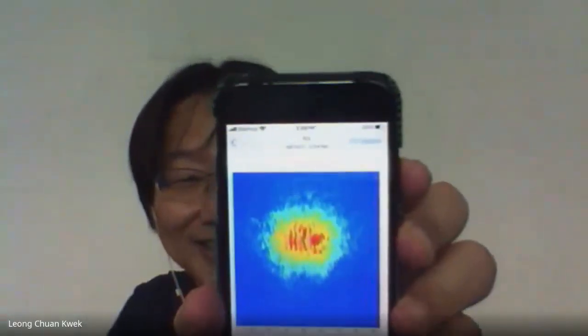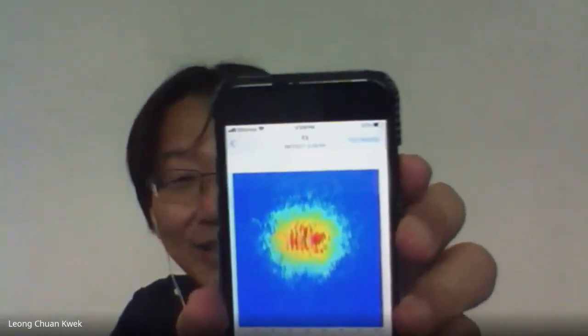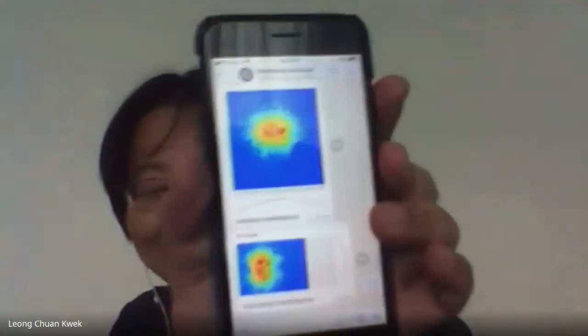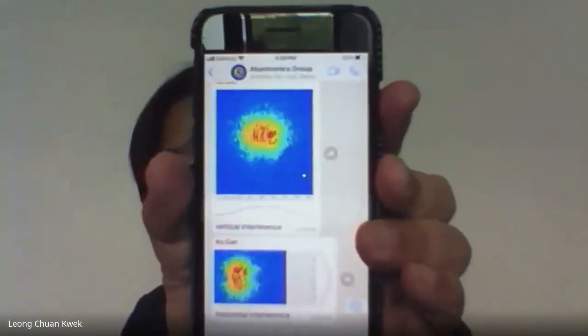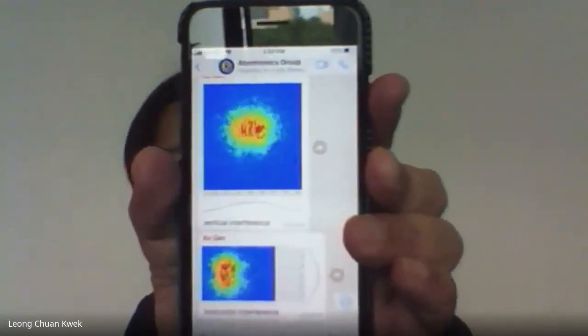So I'm trying to show you his WhatsApp messages. Can you see that? So he was very happy with that. Can you see any interference pattern? Maybe, yeah. So they were very, very excited. The experimentalists were jumping up and down with that picture. If you observe carefully, especially with the side profile, you can see some interference patterns.